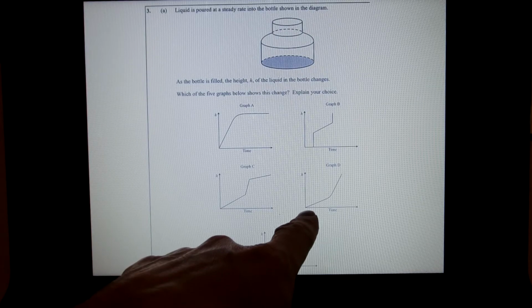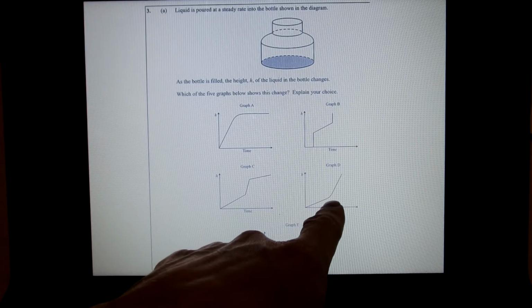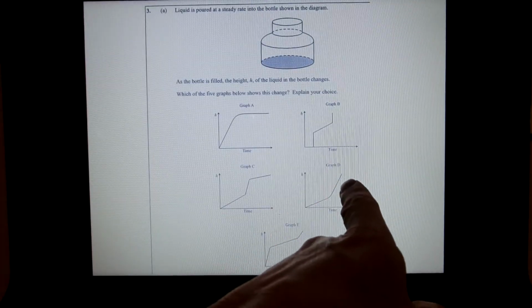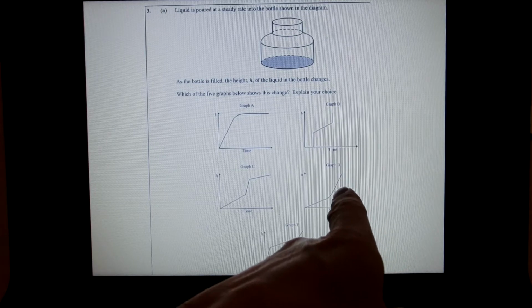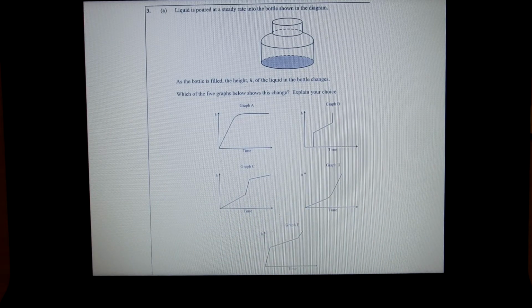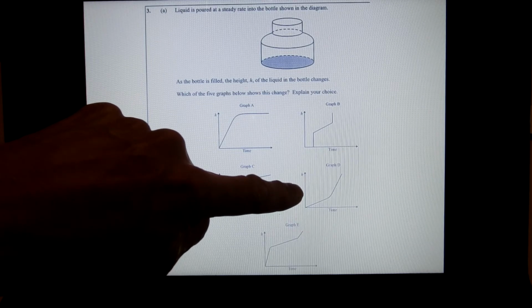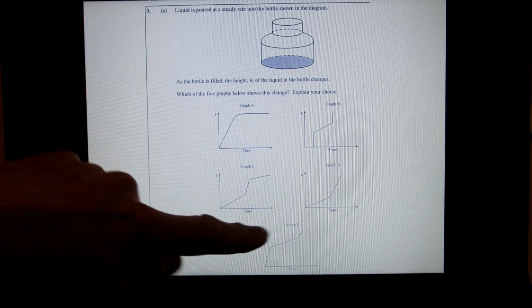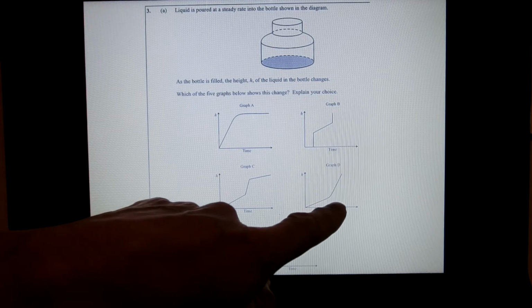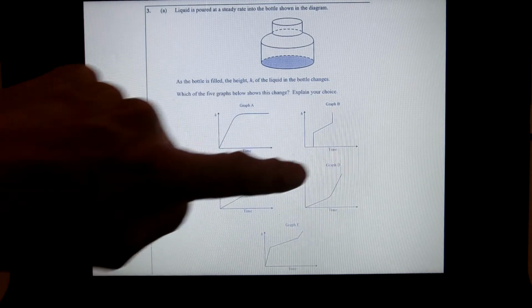So here we have the water level rising slowly, and then in the last part the water level needs to rise more quickly because the diameter of the container is less. So this is either this one, or could it be this one? No, it can't. We need the water level to rise slowly initially and then more rapidly.